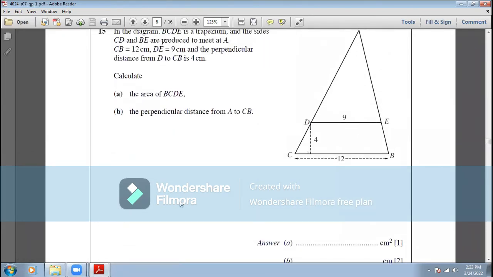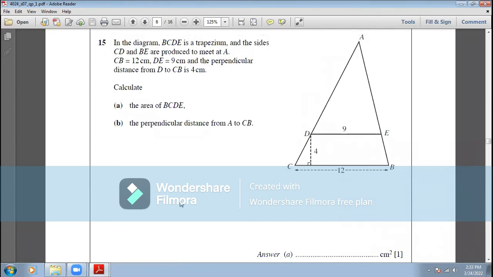Okay, so we are moving to the next question. The next question is question number 15, coming up on your screen. He says, in the diagram, BCDE is a trapezium, and the side CD and the BE are produced to meet at A. CB is 12, DE is 9, and the perpendicular distance from D to CB is 4. So in this trapezium, the parallel sides are 12 and 9, and the height of the trapezium is 4. They want you to find out the area of BCDE.